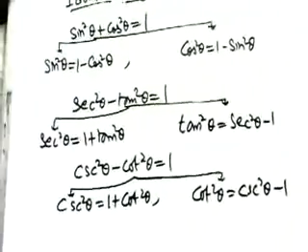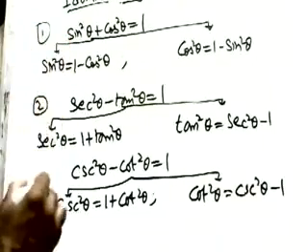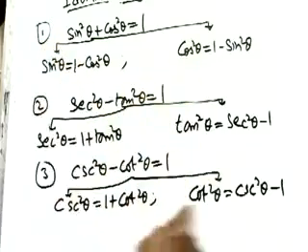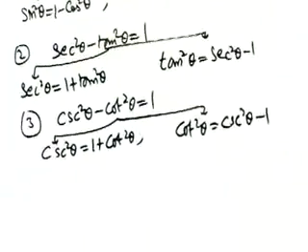We have to learn this by heart. Sin square theta plus cos square theta equals 1. Suppose this is the first one, this is the second one, this is the third one. And from this we derive two formulas, from this two formulas, from this two formulas. We must learn these formulas by heart.